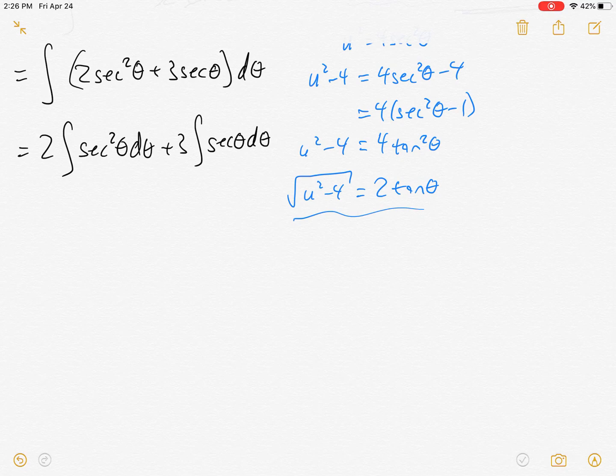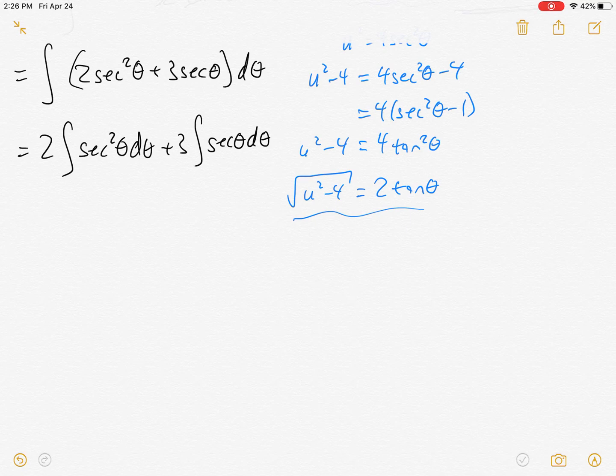Oops, I forgot my d theta. Get rid of all that. Gotta have the d theta on the end. Plus 3 integral secant theta d theta. Okay, so we have 2 integrals. The first one is the easy one. You know this integral.